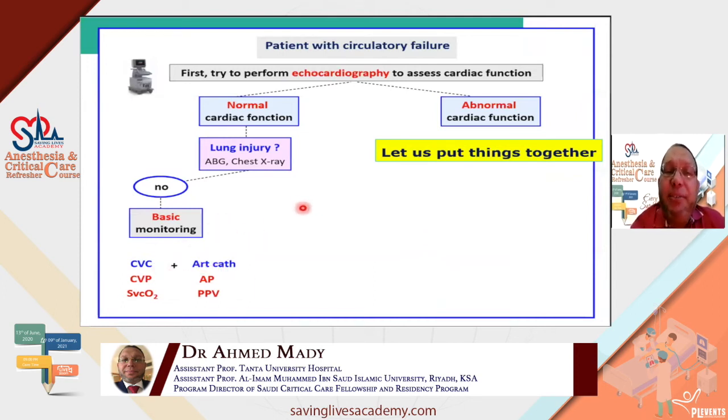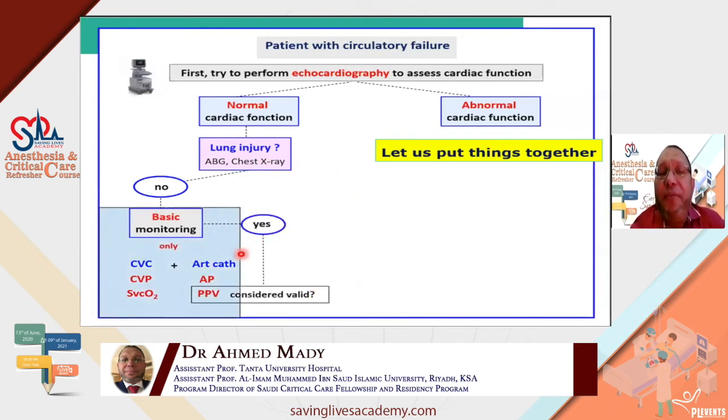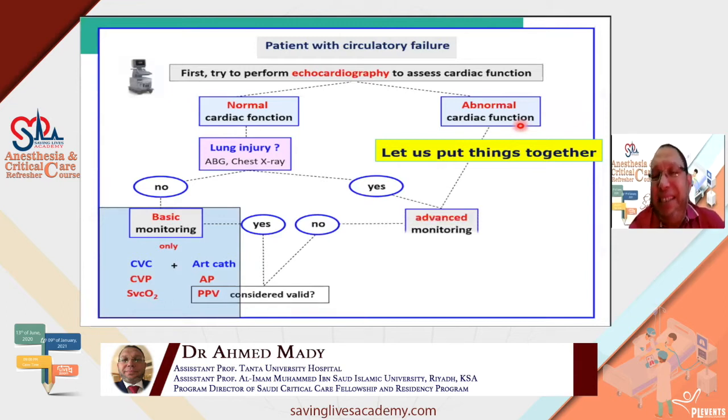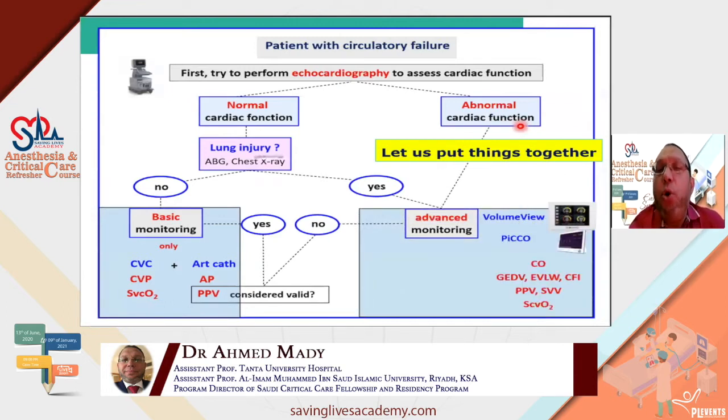But if you have a patient with lung injury or limitation of fluid responsiveness, or if your patient has abnormal cardiac function, those patients need advanced techniques, either a pulmonary catheter or transpulmonary thermodilution techniques. So simply assess your patient, right? If he has only circulatory shock, he needs simple techniques. If it's combined circulatory, cardiac and ARDS, and limitation for the tests you have, those patients need to go for more advanced techniques.